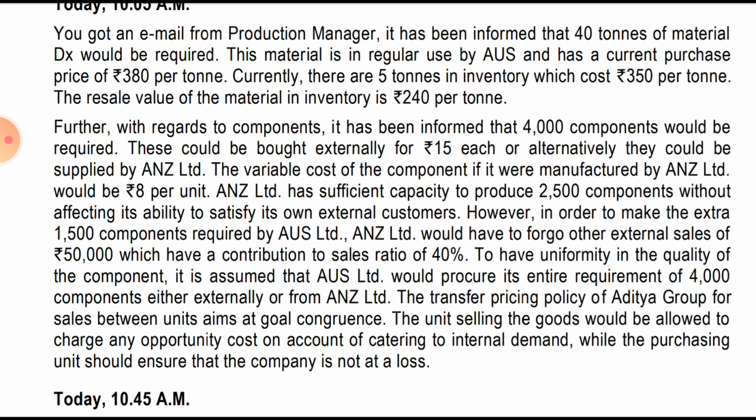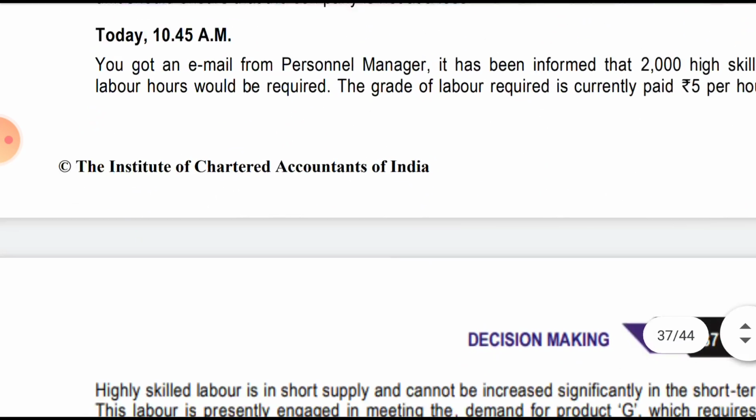So after this whole discussion, we just need to focus over here on the cost part. So what will be the cost? For 2,500 we will multiply by 8 per unit, which they can manufacture at 8, and for 1500 we are foregoing the 50,000 rupees sales, which is generating a contribution of 40%, so 20,000. So 2,500 multiplied by 8 plus 20,000 will be the cost of the component basically, not material.